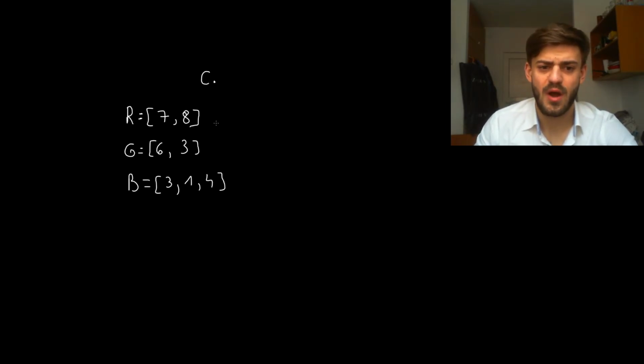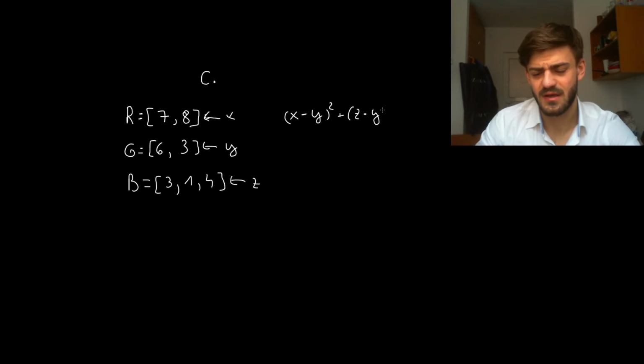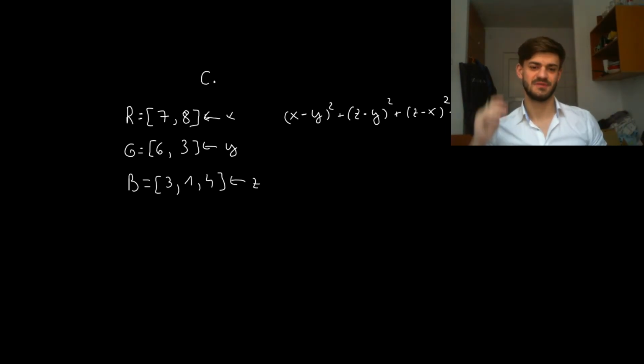Pick exactly 1 element from each of these arrays, such that if we pick X from here, Y from here, Z from here, right? You know the deal. (X minus Y) squared plus (Z minus Y) squared plus (Z minus X) squared is of course as little as possible, so let's say minimum. All right, great. We are ready to see how to solve this.